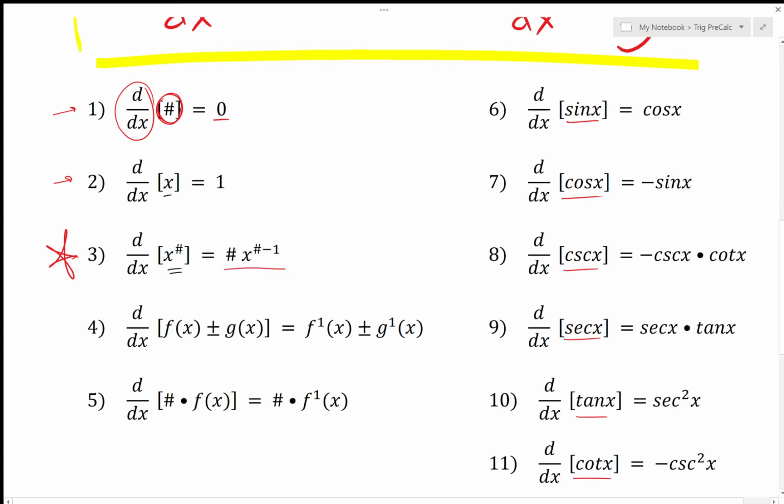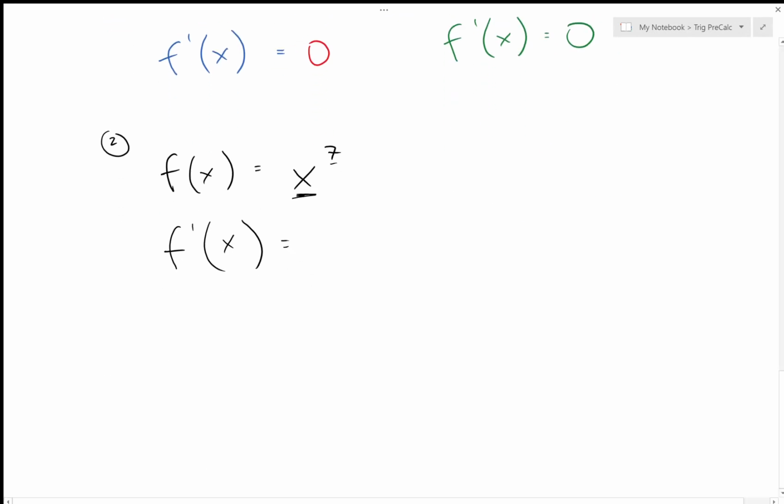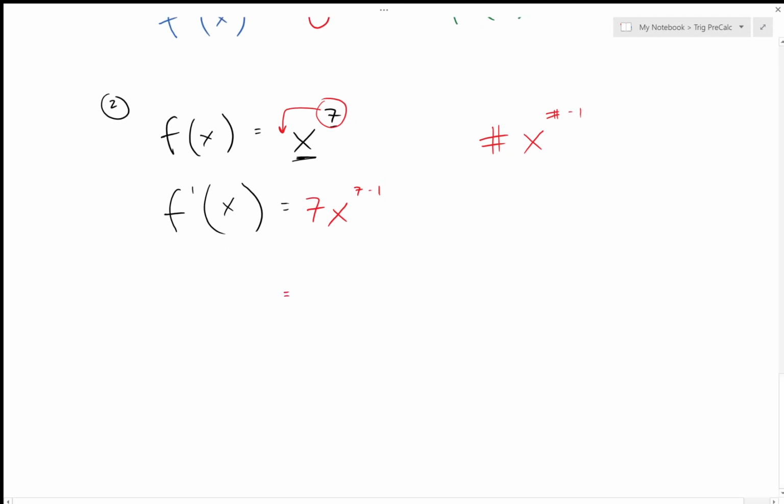It says take that number to the front, in this case the 7, and then we're going to take that 7 and subtract 1 from it. So I'll write this rule down here. The rule is take the number, x, and then the number minus 1 up here. So the number is 7. So what happens is this 7 is going to move to the front. So we got 7x, and then the exponent is just going to drop down 1, aka 7 minus 1. So we're going to have 7x to the 6th power is my derivative of this function.